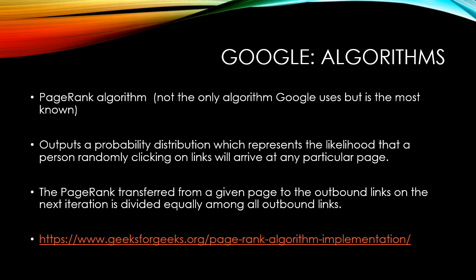PageRank transfer from a given page to an outbound link on the next iteration is divided equally among all outbound links. So for example, if there's say 4 pages and page 1 has outbound links to pages 2, 3, and 4, then the page 1 PageRank value is divided by a third and transferred to the other pages on the next iteration. More information about the PageRank algorithm, as well as an actual implementation in Python, can be found at the source below.